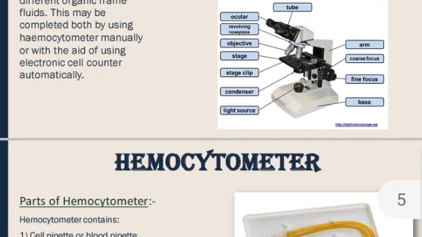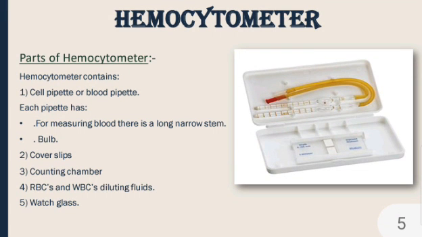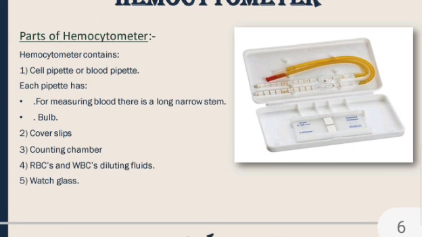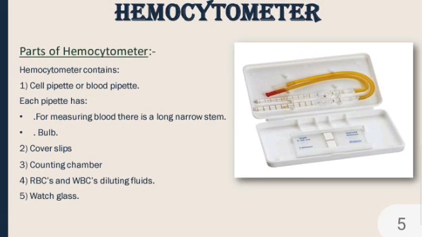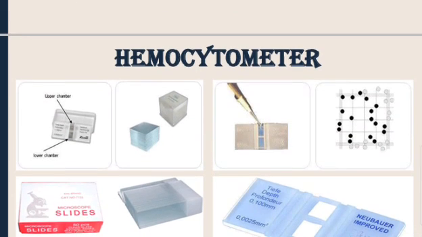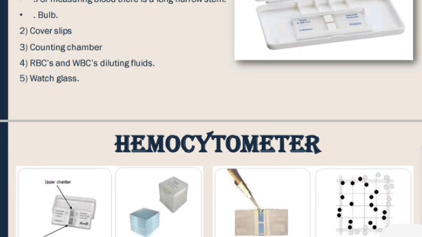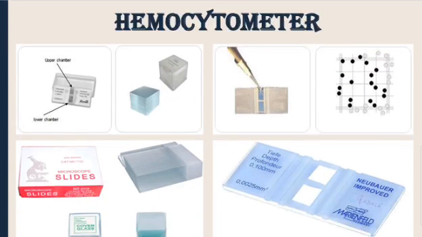The hemocytometer, parts of hemocytometer, what the hemocytometer contains. So the parts of hemocytometer are the cell pipette or blood pipette. Each pipette has a long narrow stem for measuring blood and a bulb, cover slips, counting chamber, RBCs and WBCs, diluting fluid and watch glass. These are all the parts that are discussed above the slides. These are cover slips, WBCs and RBCs, diluting fluid, pipette, all are present in this figure.